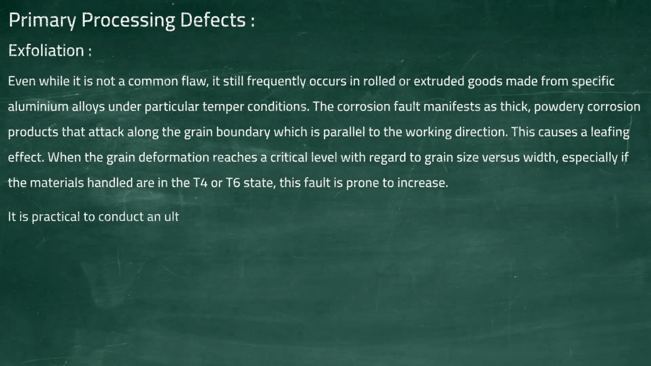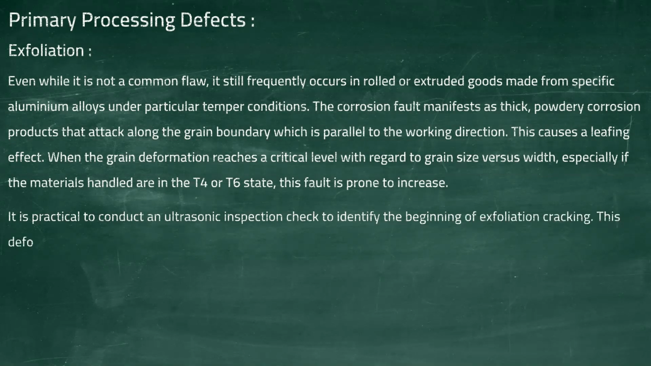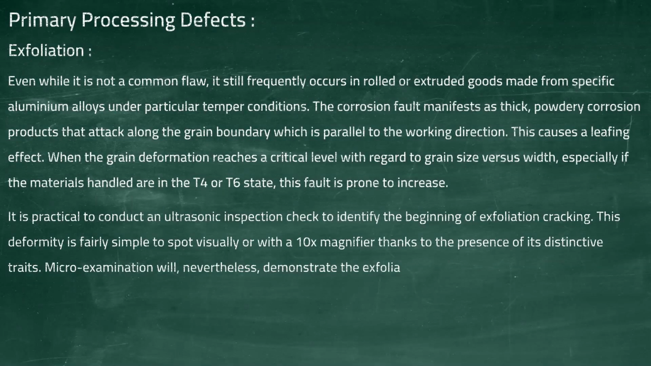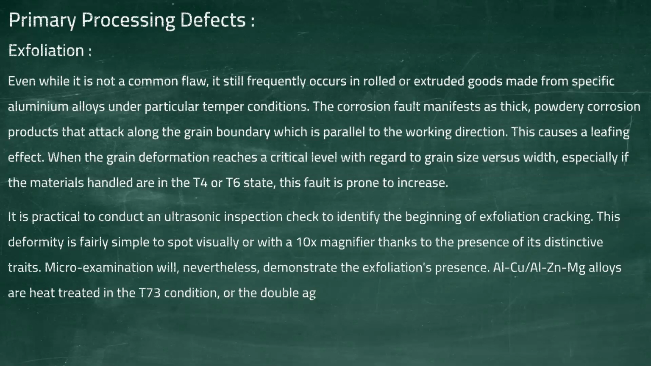It is practical to conduct an ultrasonic inspection check to identify the beginning of exfoliation cracking. This deformity is fairly simple to spot visually or with a 10 times magnifier thanks to the presence of its distinctive traits. Micro-examination will, nevertheless, demonstrate the exfoliation's presence. Aluminum, copper or aluminium zinc magnesium alloys are heat-treated in the T73 condition, or the double aging procedure, to get around this.